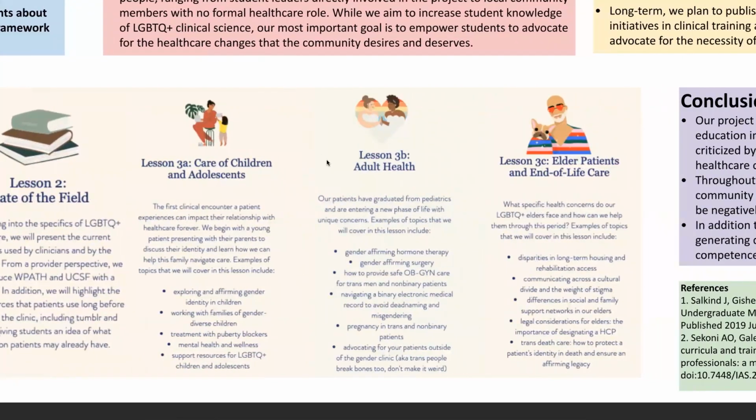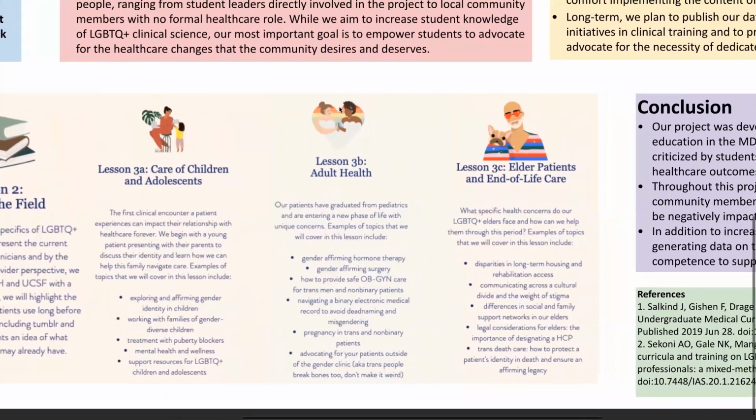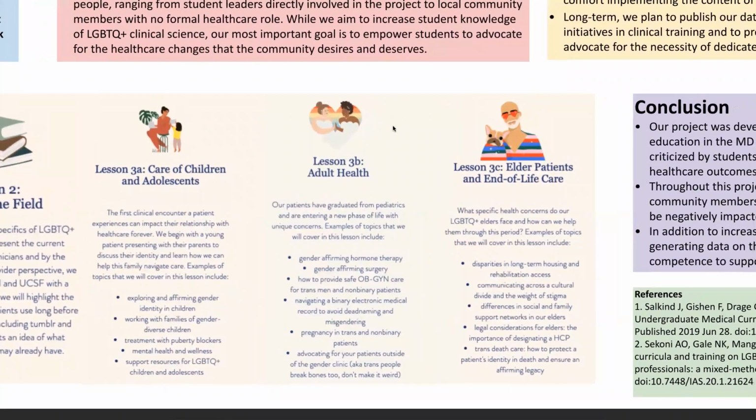Lesson 3 is where we meet our patients. So we follow our two patients across their lifespan, starting with their first time exploring gender as a child. We use this to teach things like puberty blockers, but we also talk about the more mental health aspects of working with families and gender diverse children. And we touch a little bit on legal things like name changes.